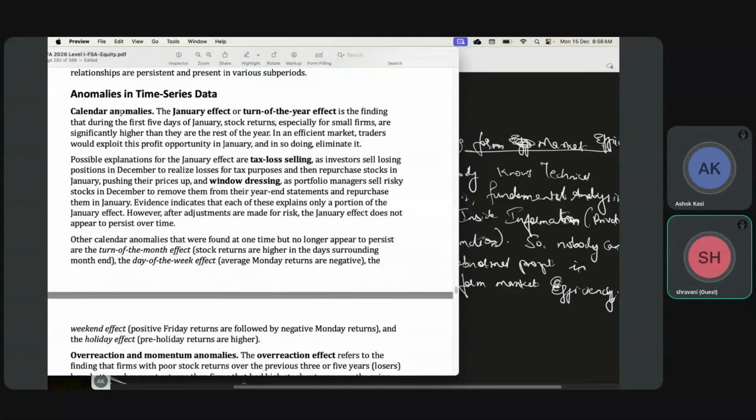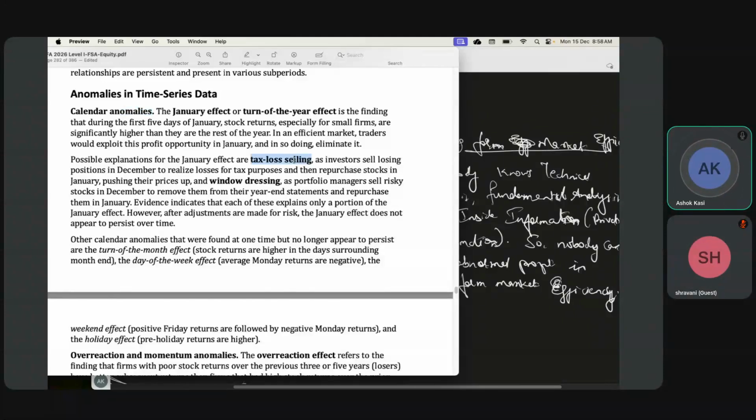Anomalies means something deviating from the normal behavior. The market is supposed to change because of the fundamentals, but here the market movement is happening for some other reasons. So here, anomaly means something deviating for some other reasons. So what is it? Like tax loss selling.